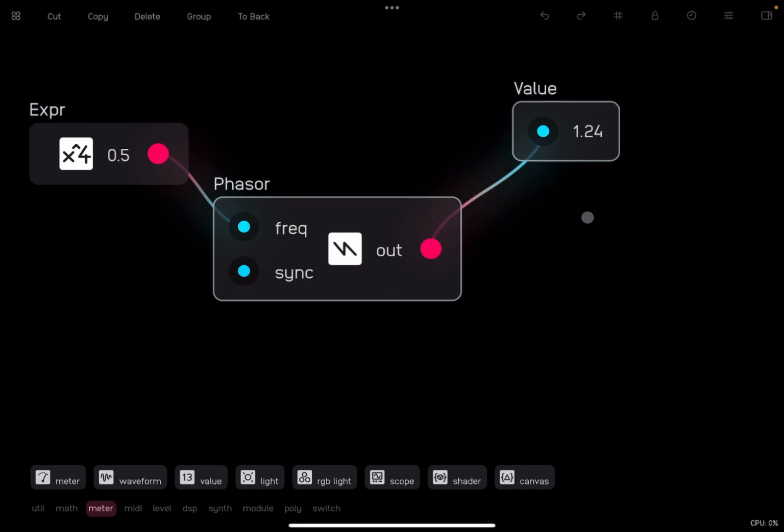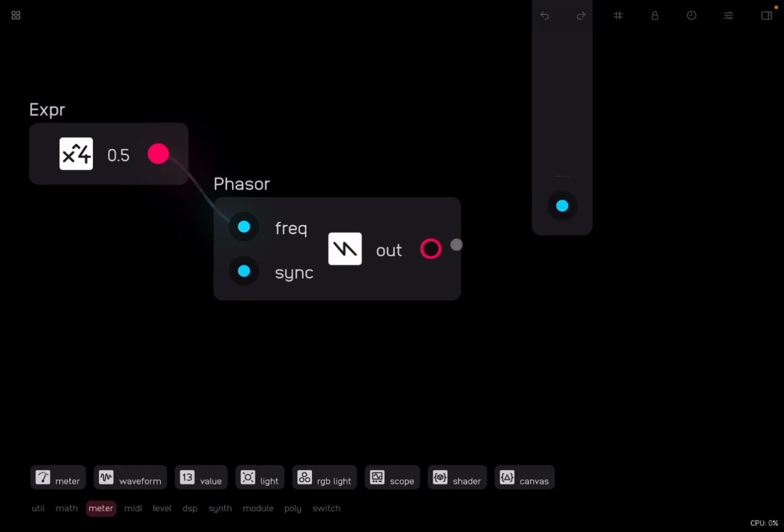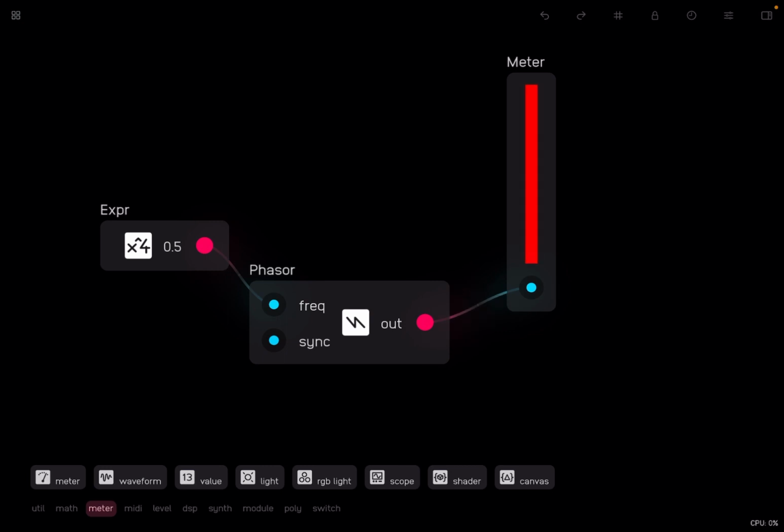Another way to look at it is, let's remove the value node. Let's drag and drop the meter and connect it. As you can see, it goes very quickly up to red, and it's staying red quite a lot. The reason is that the meter measure has a range between 0 to 1, and the output here is 0 to 2 times pi.